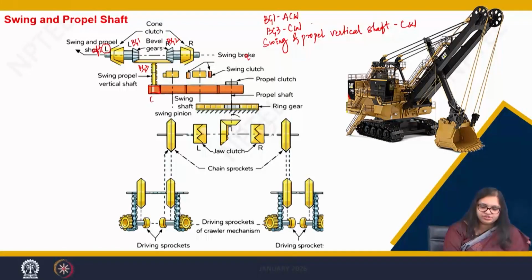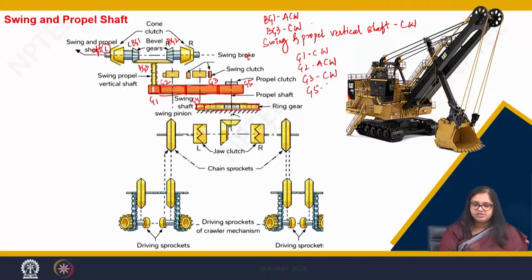So, here we have G1, G2, G3 and finally, this we have named as G4 here. So, let us name it as G5 here. So, this is the ring gear, complete ring gear. So, when we talk about G1 is rotating in clockwise direction, G2 anti-clockwise direction, G3 in clockwise direction and G5 as anti-clockwise direction.